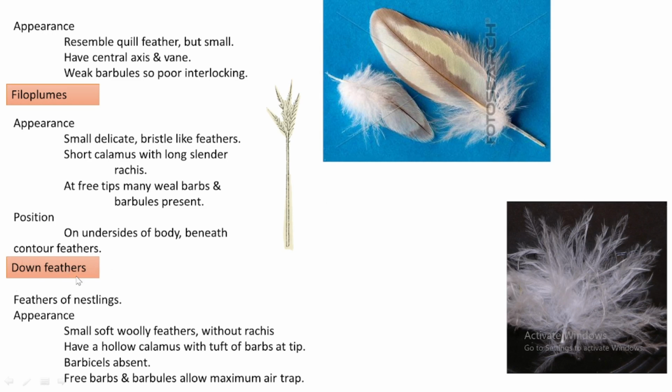Then the last one, down feather. The nestling feather. During the nestling time only, this down feather develops on the body of birds. In appearance, they are soft and woolly feathers. They do not possess a rachis. The calamus is a small hollow calamus with a tuft of barbs at the tip, and barbicels are absent. Free barbs and barbules allow maximum air trapping and give warmth for the egg.